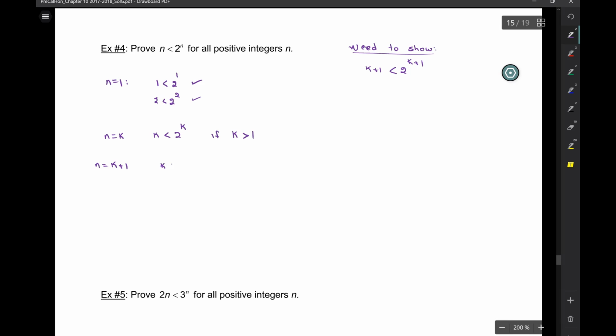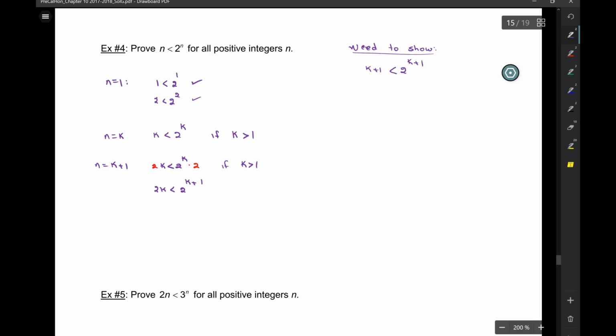Let's start with this. We're going to multiply both sides of this by 2. So here I get 2k is less than 2 to the k plus 1. Is that right? You see how, whenever we're dealing with exponents, you multiply by the base? Okay. So now let's go to this.